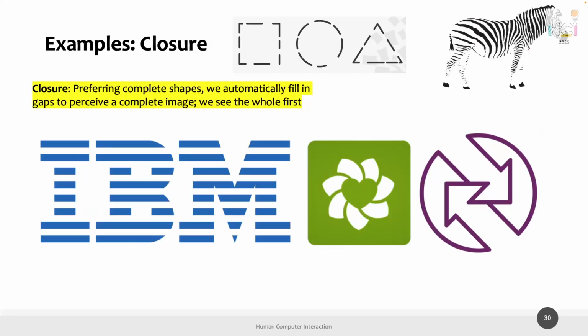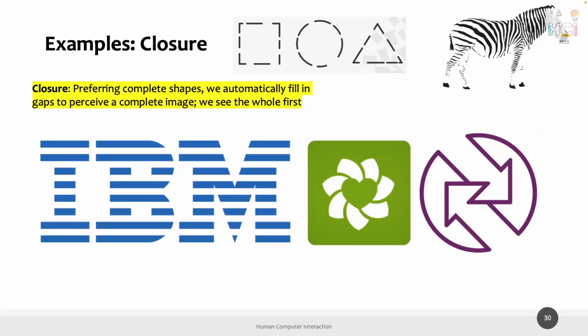And the last one, closure. So we automatically try to fill in gaps to perceive a complete image. Here there are some examples like the logo of IBM. This is not a B. This is a set of horizontal lines, but our brain perceives this as a B, and we can use this trick also for our user interfaces as well. Okay?